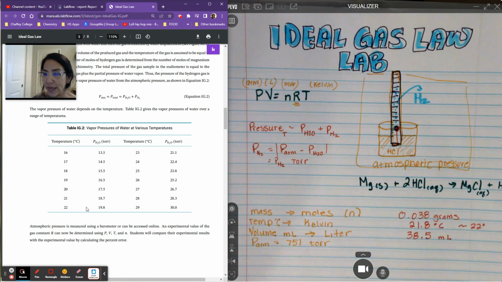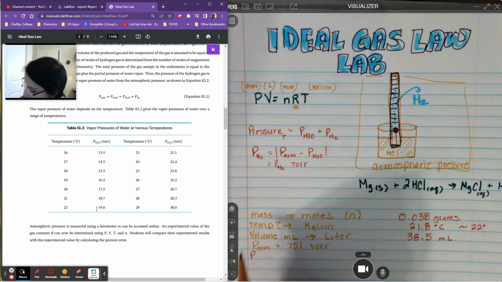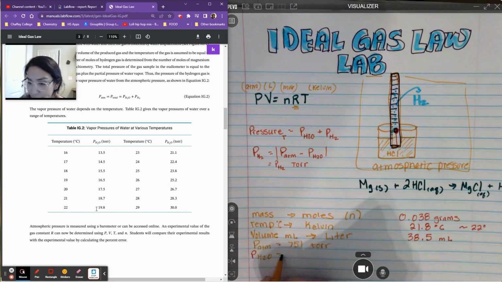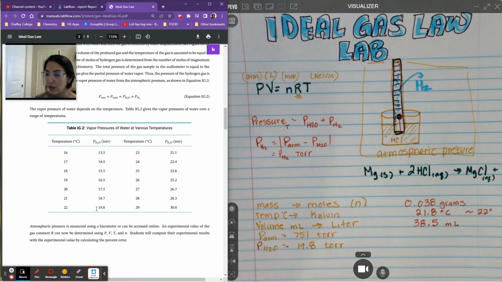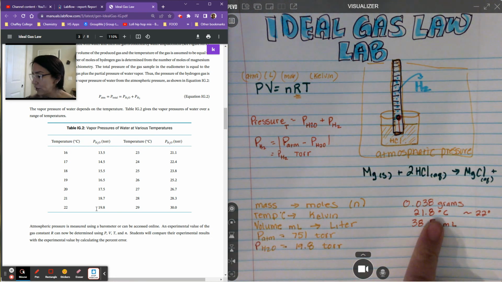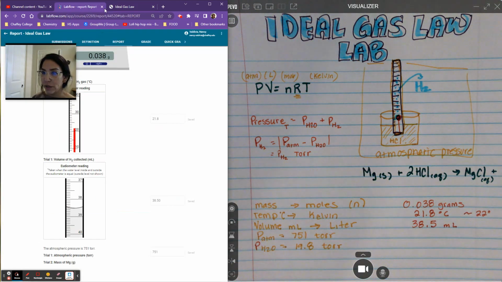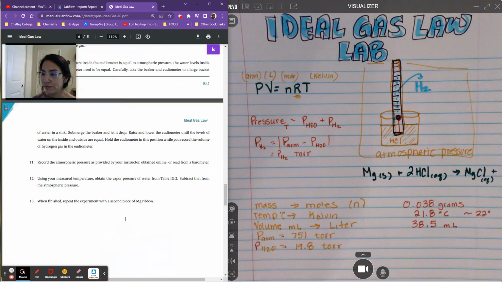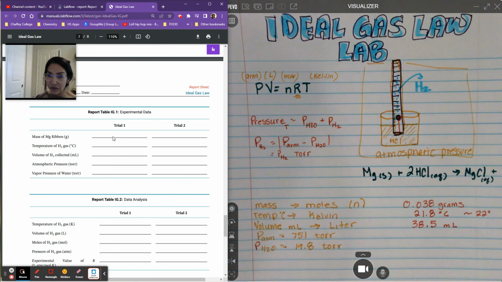And I'm going to say that the pressure of my water is going to be 19.8 torr. So all I had to do was look at the temperature that I wrote down, go back to my chart, and obtain the pressure for my water. Scroll back down. All right, so all of this information is nicely filled in, no math needed to be done in any of this.